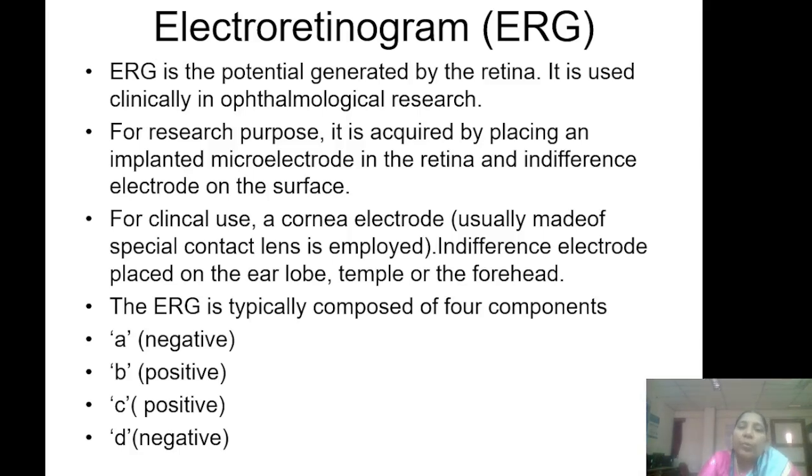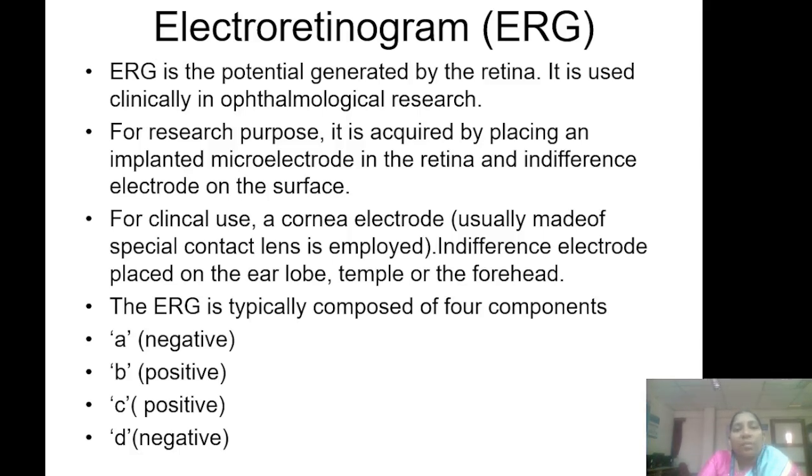If you are going to use ERG for research purposes, then we have to use an implanted microelectrode. It will be placed in the retina, and a reference electrode called the indifference electrode will be placed over the temporal lobe, near the ear, as a reference electrode.